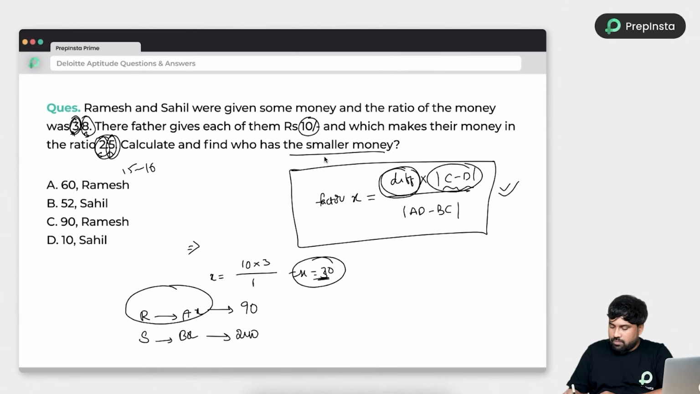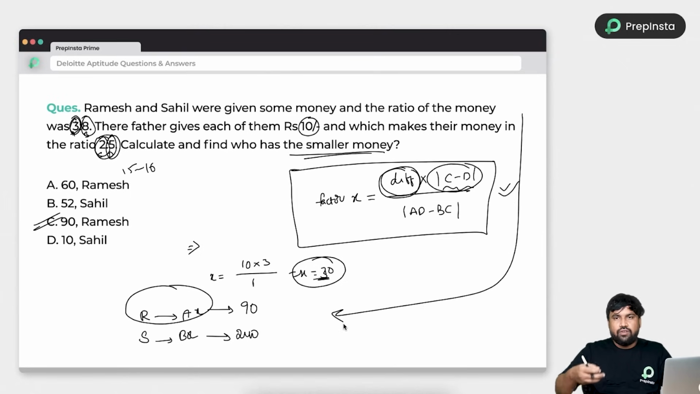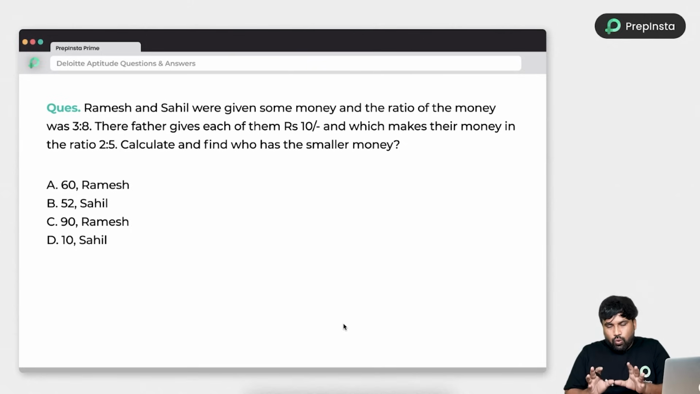So we need to find the smaller money. So the answer is Ramesh 90. And I will tell you how we will do it in the exam without having any pen and paper. Again I am telling you, these are all the things we will explain in our videos, so that our students will do the problem in this manner when they go to the exam.